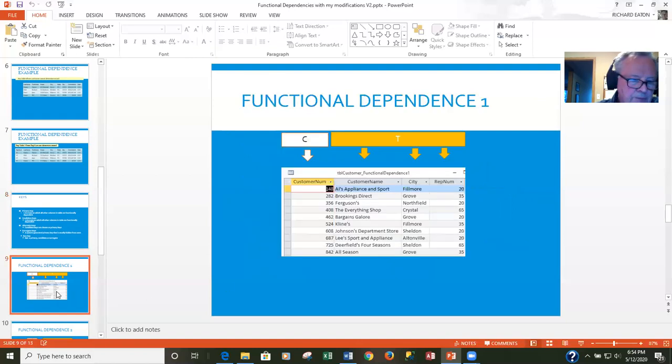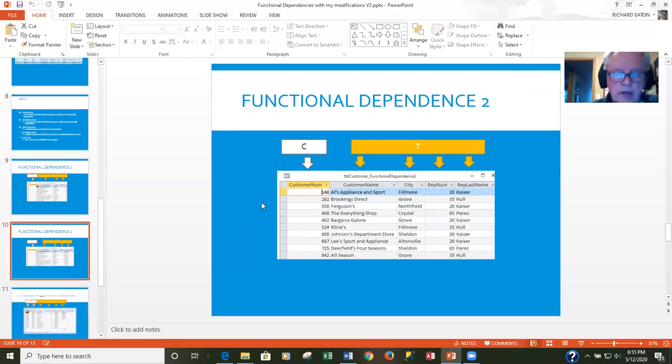a non-key value. In this case here, we have a customer number that I've identified as C, and then we have customer name, city, and rep num. We can consider the C here as being a primary key, and all of these other ones, the T values, as non-key values. And this is a fine example of a table that is constructed properly.